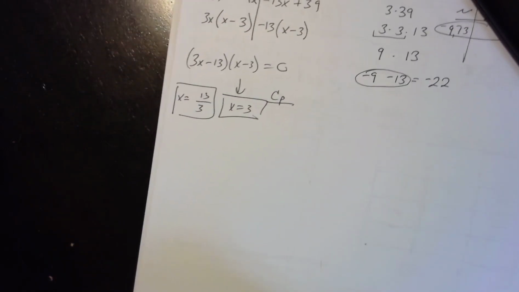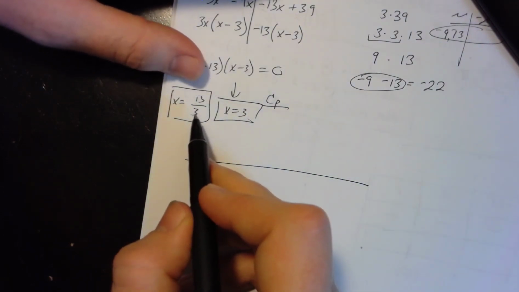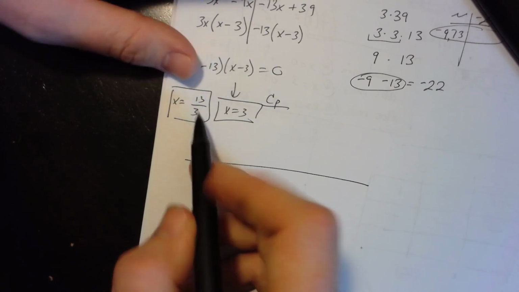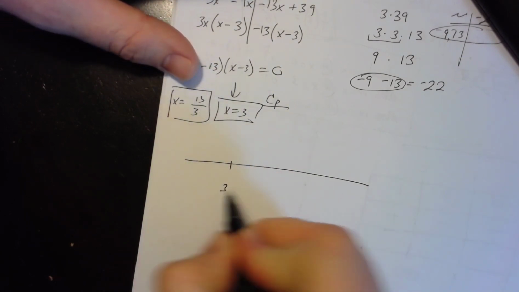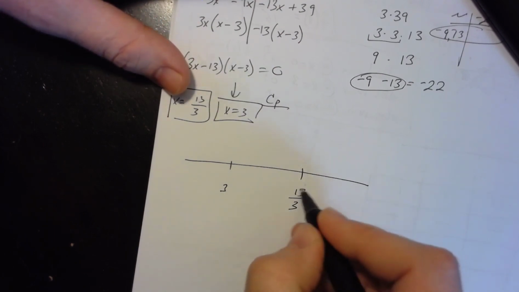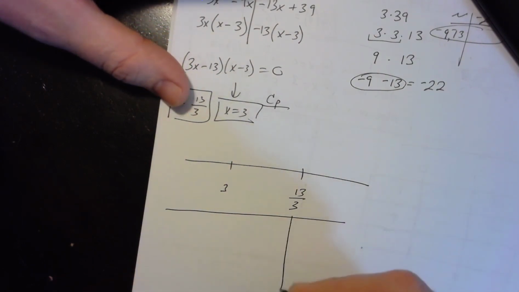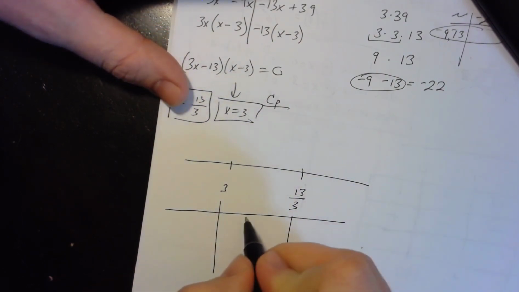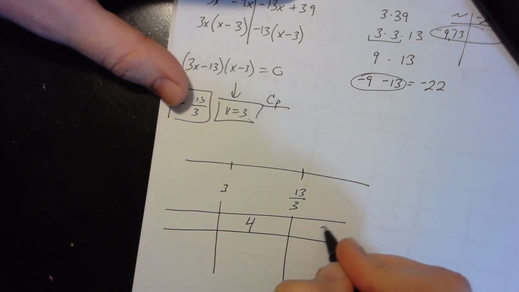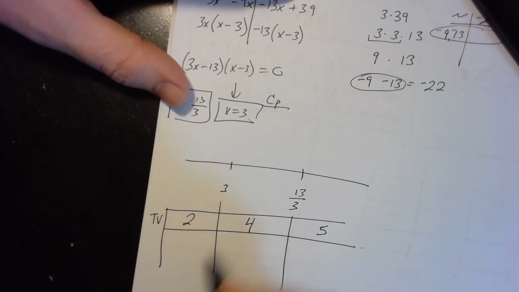Once we've identified our critical points, we're going to create a number line. Now 13 over 3 is a little bit more than 3, because it would be 9, 12, so it's a little bit more than 4 actually. So I'm going to have 3, and over here I'm going to have 13 over 3. Knowing that this is approximately 4 and some change tells me the test values I'm going to want to pick are, let's see here, I'll pick 4 in this section, I'll pick 5 in this section, and I'll pick 2 down here.